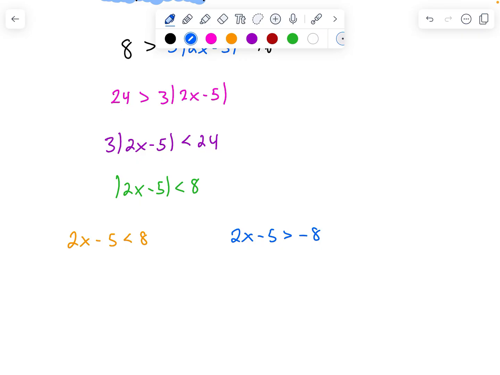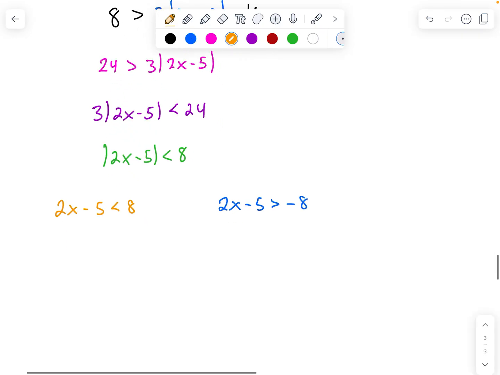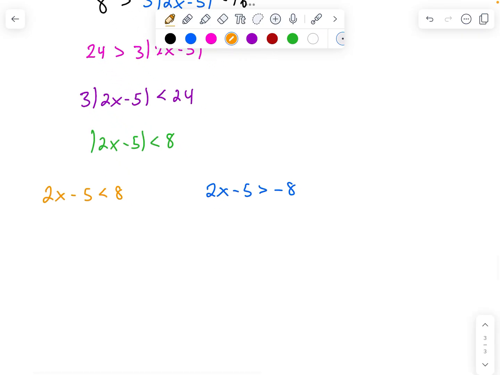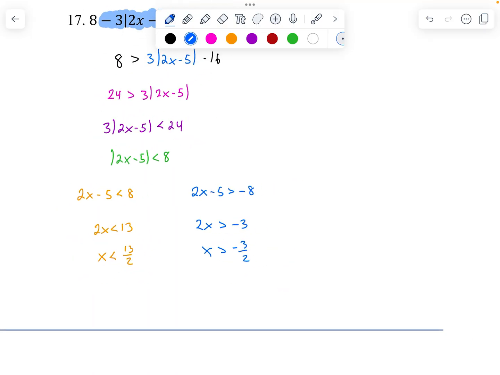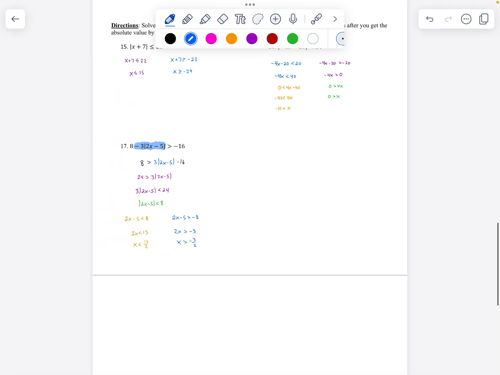And so add 5, and you get 2x is less than 13. Divide by 2, x is less than 13 halves. And the blue one, again, add 5. So you get negative 3, and divide by 2, and x has to be greater than negative 3 halves. And there you go. There's all your solutions.